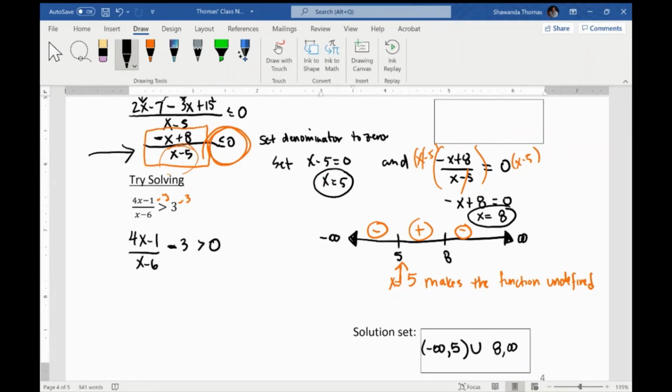So LCD is what? x minus 6. Yep, because this is like a 3/1, so we need that denominator to also be x minus 6. So that means we need to multiply top and bottom by that. So we have 4x minus 1 minus 3 times x minus 6 now. All right, I want y'all to work on that. And I put the answer over here, didn't I? Okay.